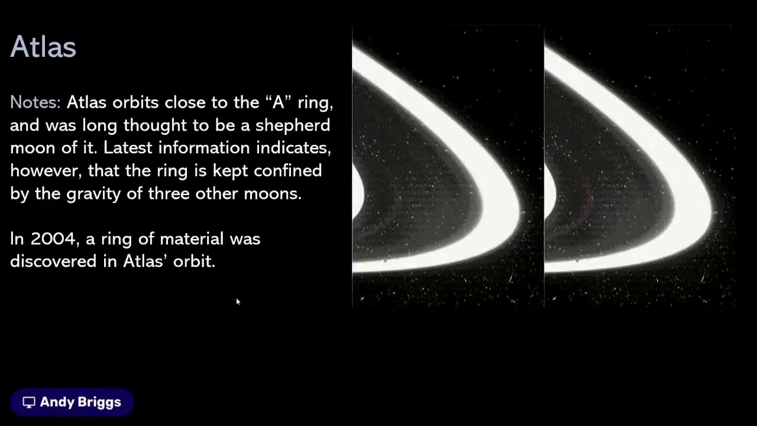But in that case, how did it get that? If it's not picking up material like a shepherd moon does, how does it actually get that ridge around its equator? Well, something that Cassini discovered in 2004 was this ring of material that is actually within the orbit of Atlas. This is the material that Atlas has swept up and has formed that ridge around its equator. That answers the question. So there you are.